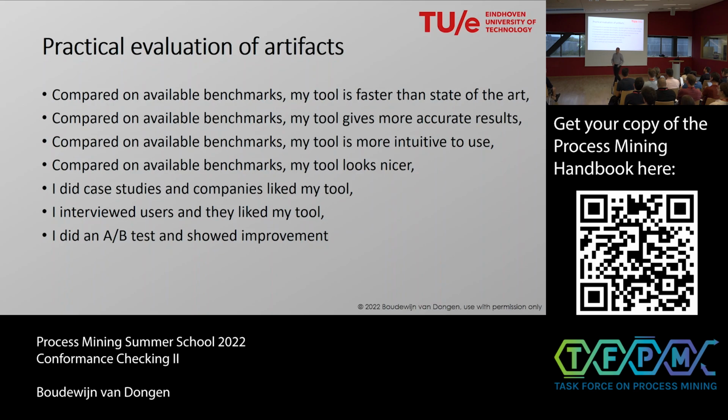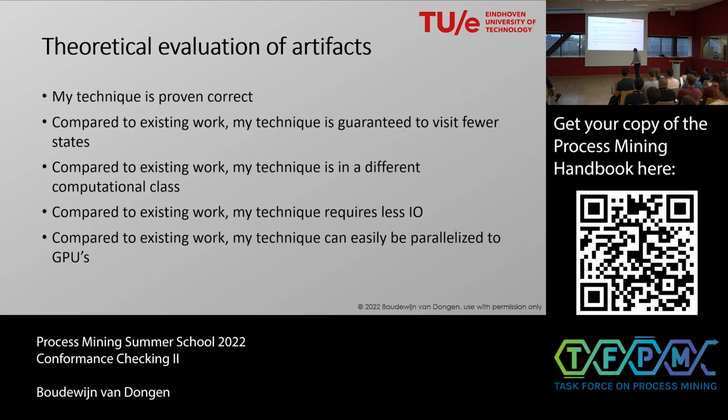So how do you evaluate it? Well, there are two ways. One is theoretically. The anti-alignment work is a very nice example of that, because it's simply proven to report something correctly. Computationally complex, but it works. Same with the alignment algorithm. It's proven to be correct. It does exactly produce a sequence of the synchronous product with the lowest cost.